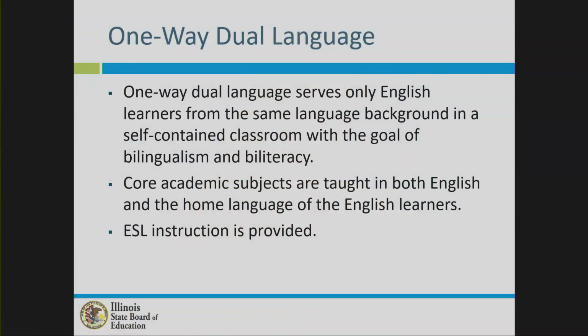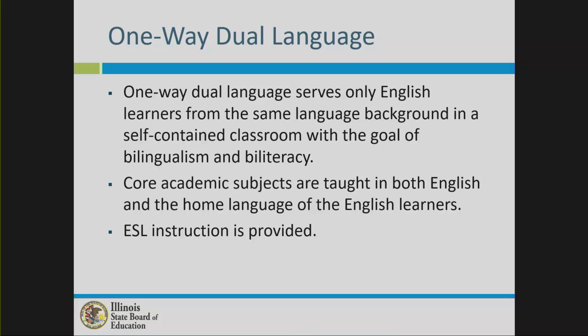One-way dual language is where we start to get that really cool concept of maintaining a child's home language and the goal being bilingualism and biliteracy. So one-way dual language is just serving our English language learners in a self-contained classroom. So it's very similar to what we were just talking about, except now our goal is different.